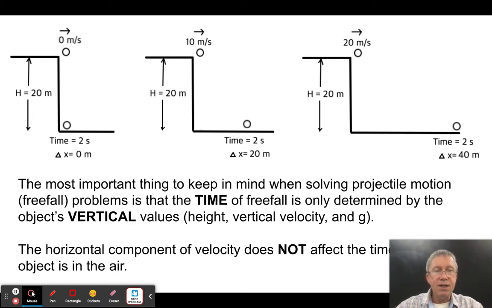So the most important thing you can keep in mind in all of this is this. The time an object is going to be in the air in a trajectory ballistic type problem is going to be determined by its vertical components, either how high it has to fall or how fast it has been launched in the vertical direction, or what the acceleration of gravity is if we took it to a different planet, for instance. All right, so those are the only things that matter. The time that the horizontal motion will be in the air is going to be determined by the vertical component alone. So the horizontal component doesn't have anything to do with it.